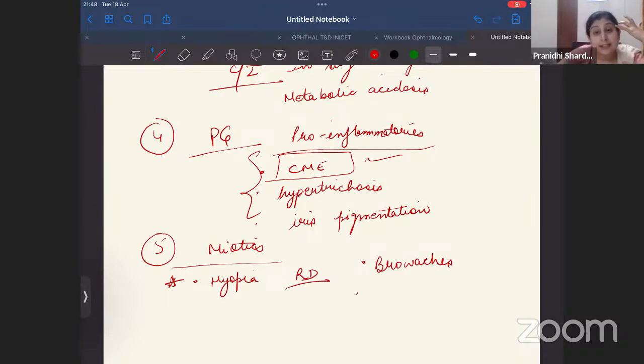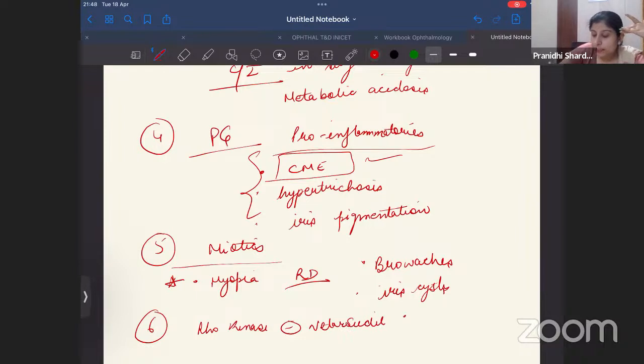It can cause iris twist. It can cause myopia. It can cause retinal detachment. So these are some of the side effects of the myotics. Next, we talk about the rho kinase inhibitors, that is netarsudil.